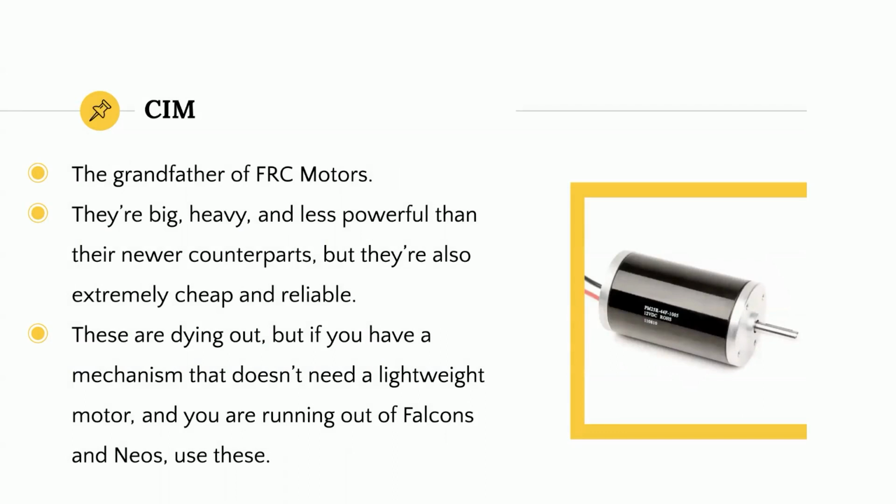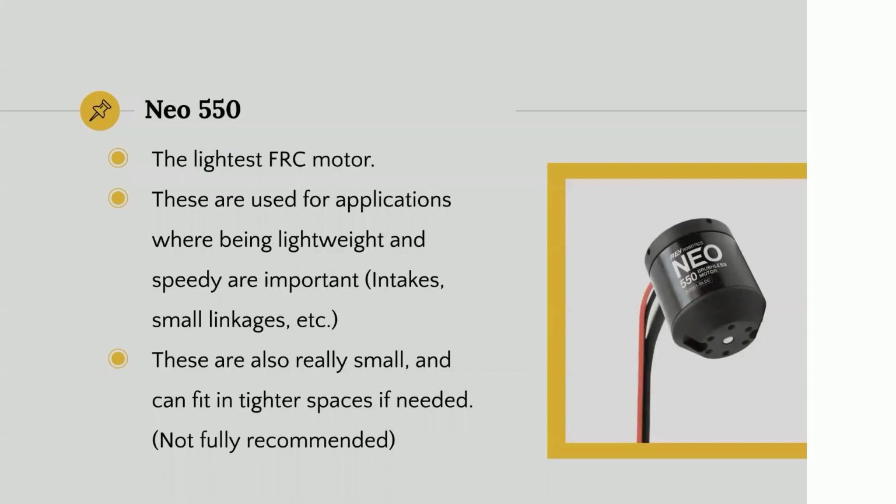Sim, the grandfather of FRC motors. If you look back just 15 years ago, every single robot was full of these things. They're big, heavy, and less powerful than their newer counterparts, but they're also extremely cheap and reliable. They're essentially like the 1996 Toyota Corolla of motors. These are dying out though. But if you have a mechanism that doesn't need a lightweight motor and you're running out of Falcons and Neos, use these. Some teams have been starting to use them and they have been successful. They're still good motors, just old and very heavy.